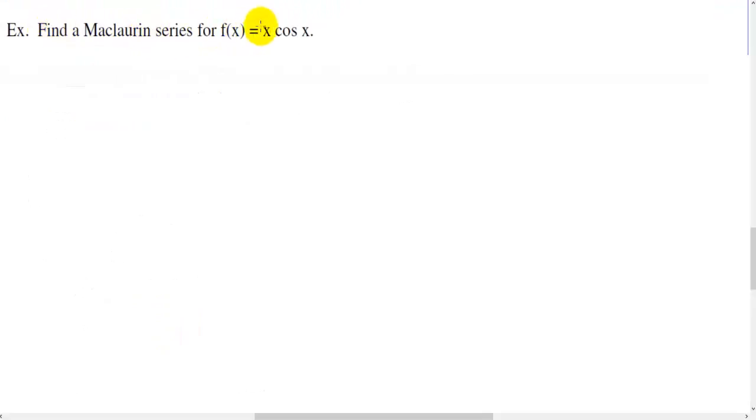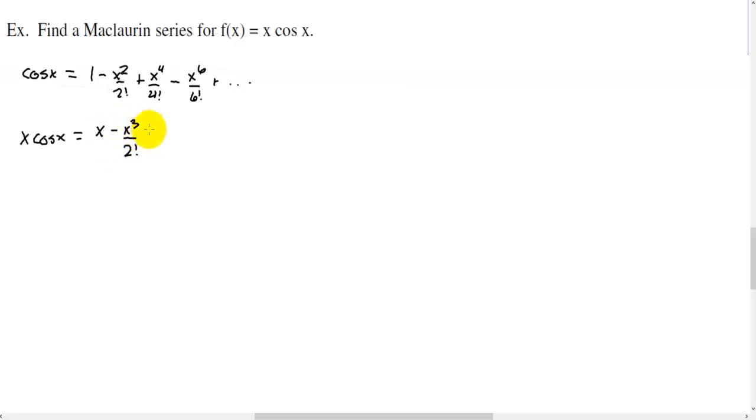Find a Maclaurin series for f of x equals x cosine of x. Let's start out with cosine of x. Now that's an even function, so we'll have 1 minus x squared over 2 factorial plus x to the fourth over 4 factorial minus x to the sixth over 6 factorial, and so on. Well, now if we're going to take x times cosine of x, that's not a replacement, this is multiplication. So we're going to multiply all of these by x. We get x minus x to the third over 2 factorial, plus x to the fifth over 4 factorial, then minus x to the seventh over 6 factorial, and so on.